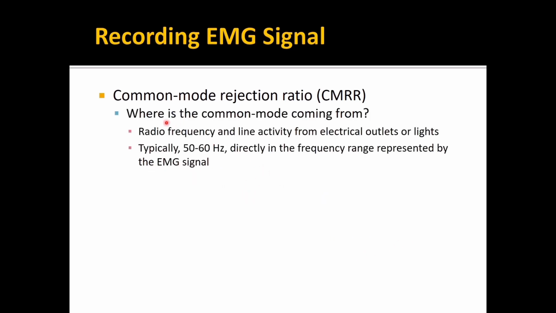Then where is the common mode coming from? Typically this mode is coming from radio frequency and line activity from electrical outlets or lights. And this common mode is typically 50 to 60 Hz, directly in the frequency range represented by the EMG signals.